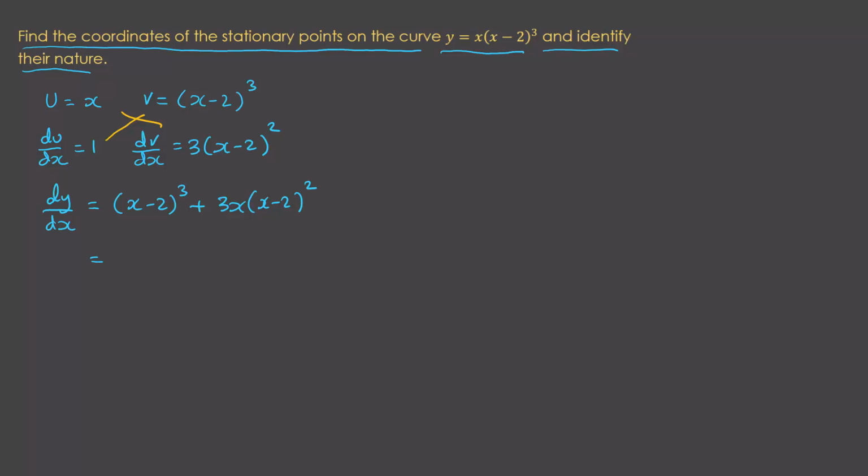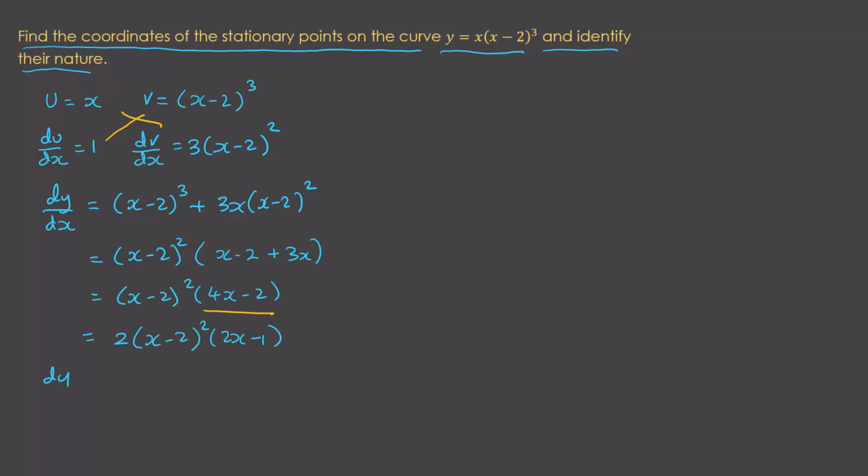Now, we've got a common (x minus 2) squared here, and then from the first term we'd have x minus 2, and from the second term we'd have plus 3x. So that is (x minus 2) squared, (4x minus 2), or taking a common factor of 2 out of there, we have 2(x minus 2) squared (2x take away 1).